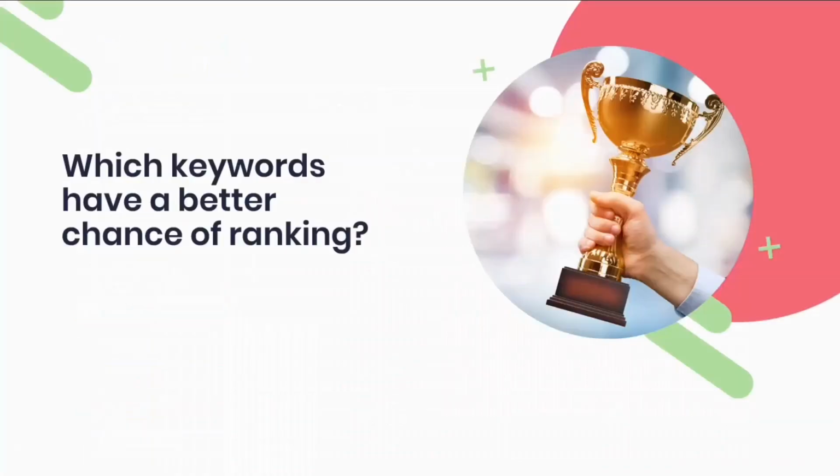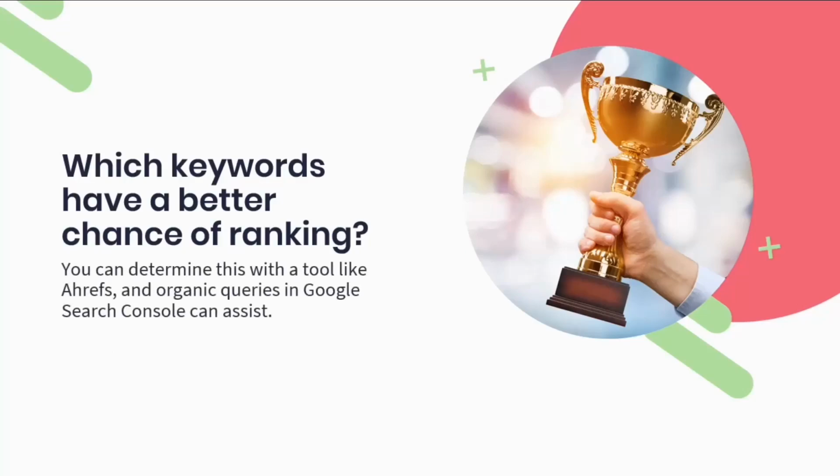Now we know that there are many keywords out there, and it is important to ask which keywords have a better chance of ranking. Now, these things can be determined with a tool like Ahrefs, which I have mentioned before and we're going to be going through shortly in this lesson and through the rest of the module. And you can also use the organic queries in the Google Search Console that those can assist you. We went through it a bit earlier and we saw the information that we can get from those reports. Now, because we can't possibly rank for all the keywords that we want to focus on in our content, it's good to ask which keywords have a better chance of ranking.